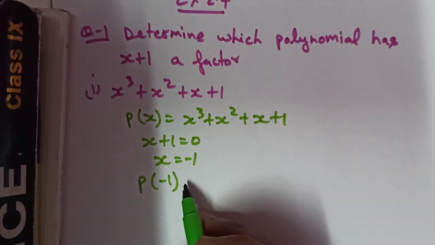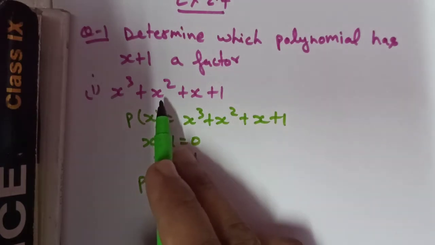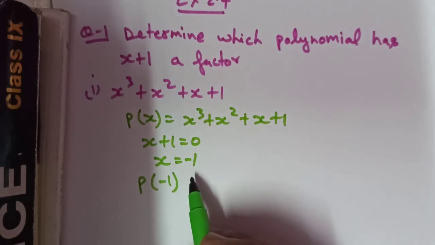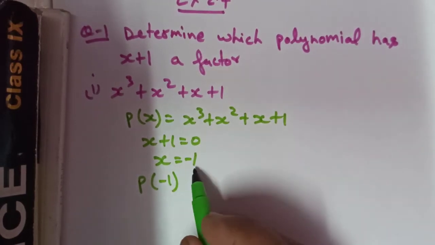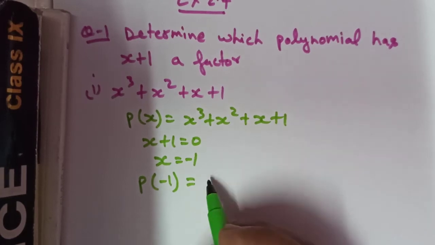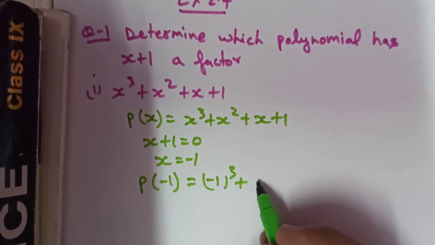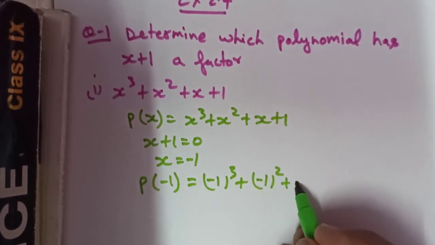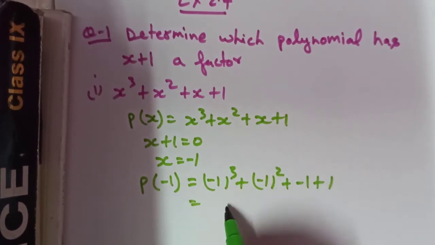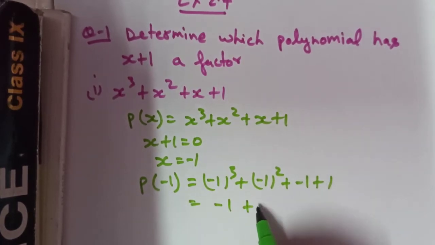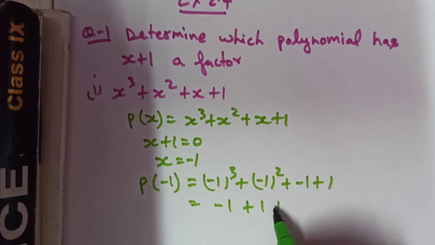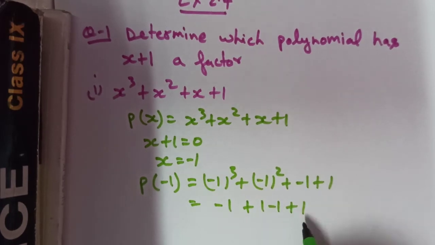If the value of p(-1) is equal to 0, that means the remainder will be 0 and x plus 1 is a factor of the given polynomial p(x). Otherwise, it will not be a factor. So let us find out the value of p(-1). x cube will become cube of minus 1, plus x square, that is square of minus 1, plus minus 1, plus 1. Cube of minus 1 is minus 1. Square of minus 1 is plus 1. Again minus 1 and plus 1. So this is equal to plus 2 minus 2, that is 0.